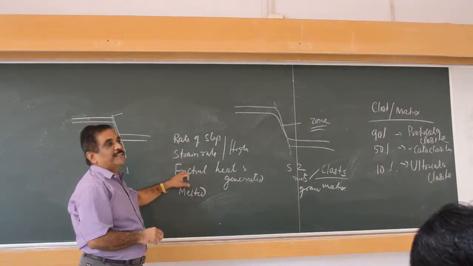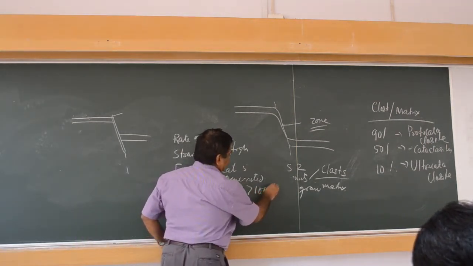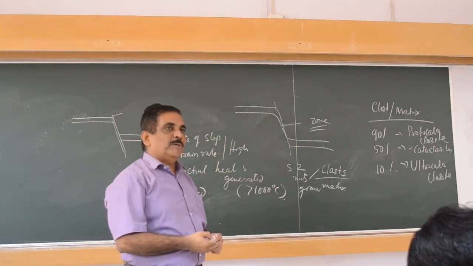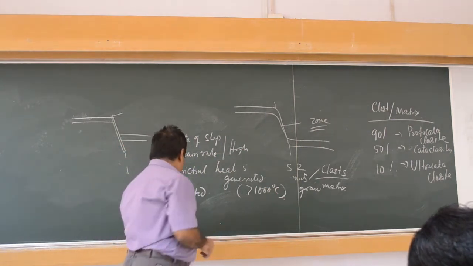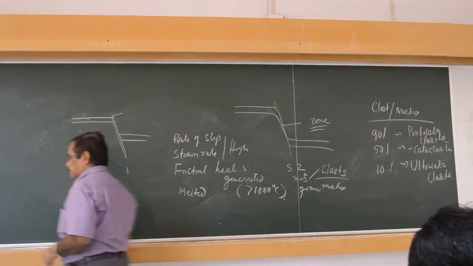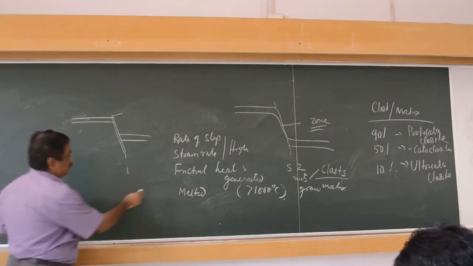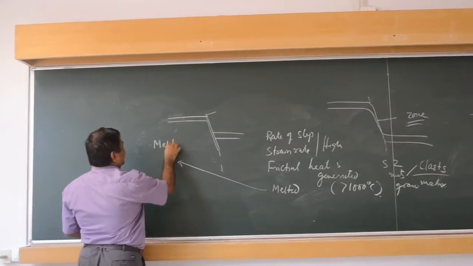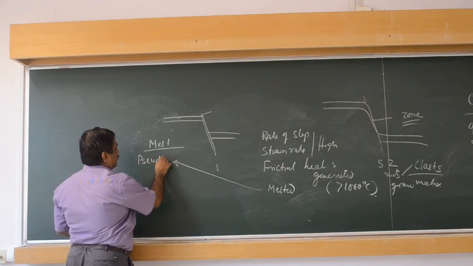Because of this frictional heat, the temperature may be above 1000 degrees centigrade. Very high frictional heat, for a very short time. It cannot stay for long. So the rock is melted, to produce a melt which is known as pseudotachylite.